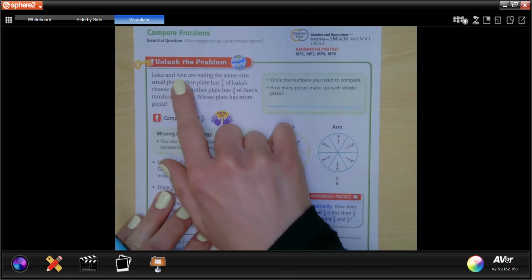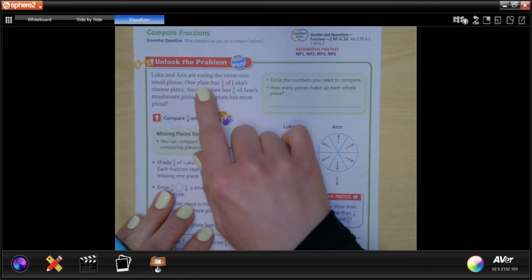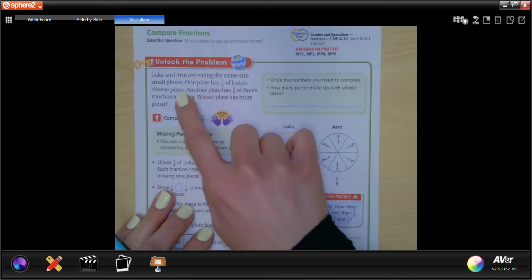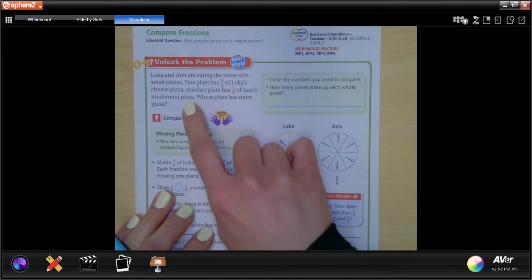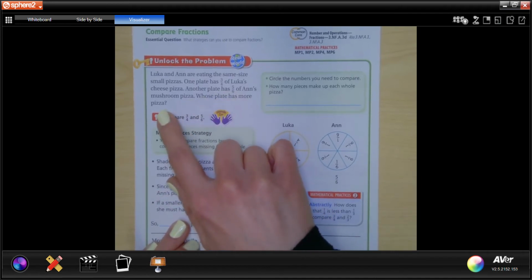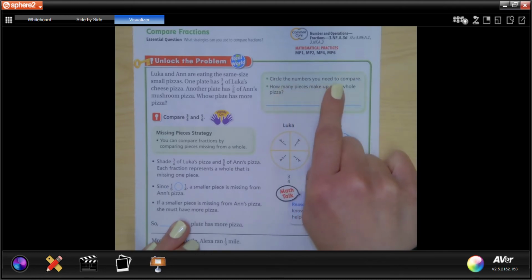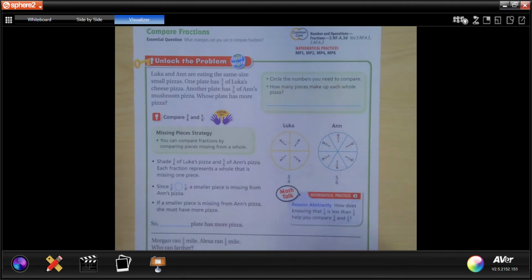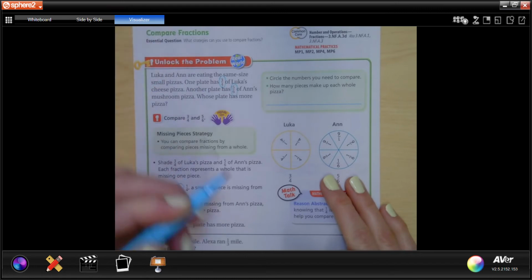Luca and Anne are eating the same size small pizzas. One plate has 3/4 of Luca's cheese pizza. Another plate has 5/6 of Anne's mushroom pizza. Whose plate has more pizza? So we are going to circle the numbers you need to compare. Well, we need to compare 3/4 and we need to compare 5/6.